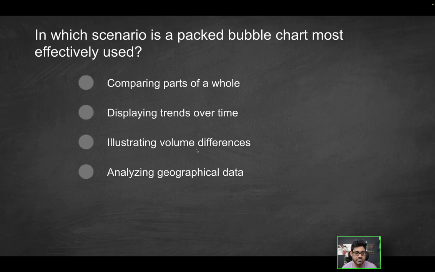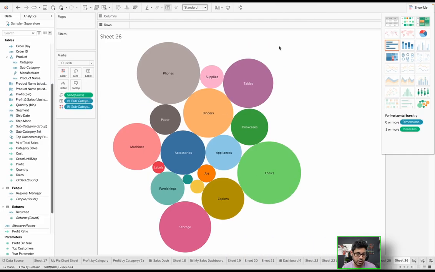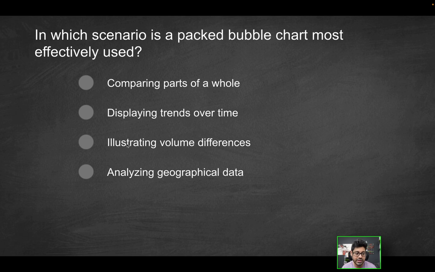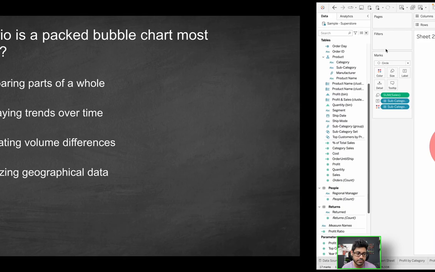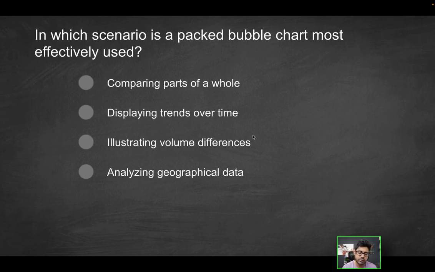Third option, illustrating volume differences. That does sound like what we just saw, in terms of the volume of sales. If you want to see the difference between supplies and phones, the size of the bubble helps you see that. So definitely leaning towards the third option here. Fourth option, analyzing geographical data. Of course, when you're talking about that, you're going to be referencing one of these maps, whether it's a symbol map or a general map. But for purposes of this question, it is going to be illustrating volume differences. That's the best case scenario to use a bubble chart based on the other options you have here.